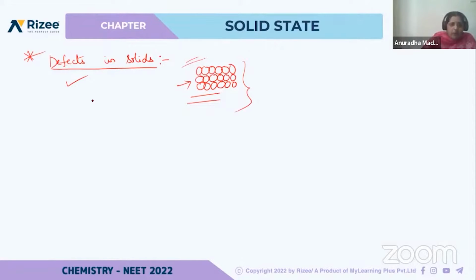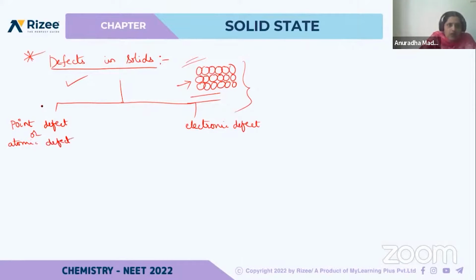So let's find out what the defects are. Majorly two sorts of defects are present. One is point defect, and the other one is electronic defect. We can also call the point defect an atomic defect. Point defect or atomic defect, and electronic defect.